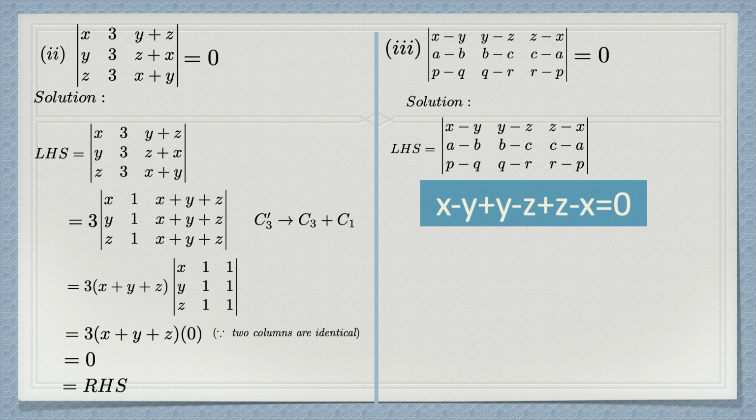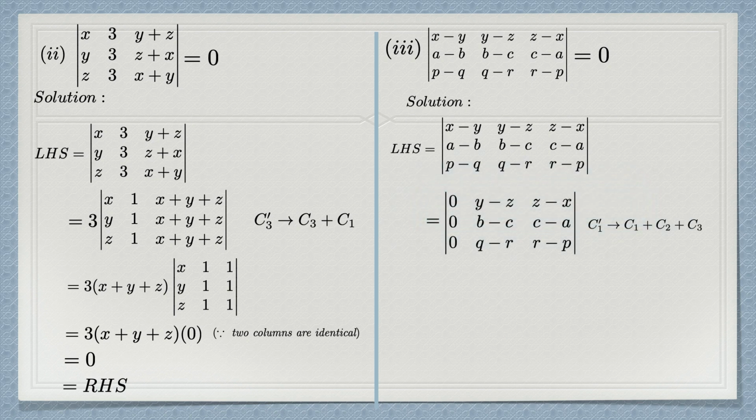Similarly, we will do it for a minus b, b minus c, like that, p minus q. So by doing this, we will get column 1 as 0, 0, 0. How we got 0, 0, 0? By adding column 1 plus column 2 plus column 3. Now since one row or one column is 0, the determinant value is 0. This is equal to our right hand side.